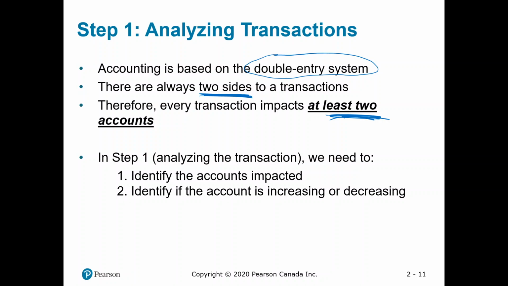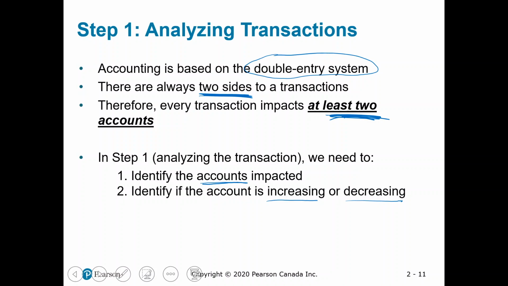So when we figure out that a transaction has happened, when we analyze this in step 1, we need to first identify the accounts impacted. So what accounts are affected because of that transaction? And secondly, we're going to identify if the accounts are increasing or if they are decreasing. And that's really it. The textbook goes into a lot of detail on this, but for our purposes, this is kind of what we're going to focus on. And then we'll look in more detail once we get to the journal entry portion.